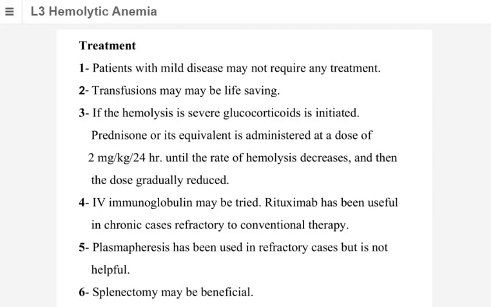Intravenous immunoglobulin may be tried. Rituximab has been useful in chronic cases refractory to conventional therapy. In chronic cases refractory to conventional therapy, meaning immunoglobulin and corticosteroid, we use rituximab. Plasmapheresis has been used in refractory cases but it is not helpful. Splenectomy may be beneficial.